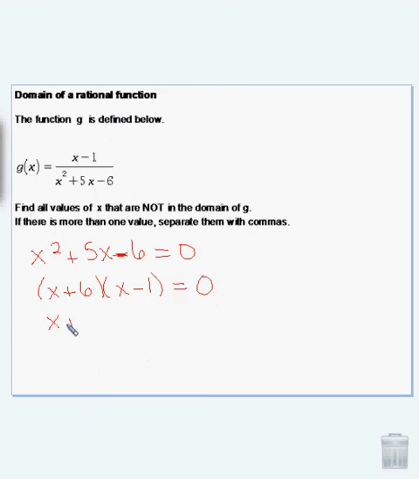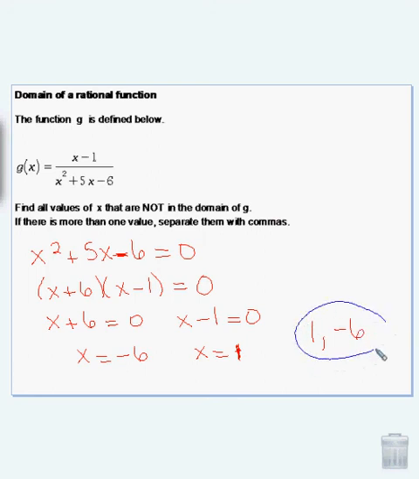I split this and set each factor individually equal to 0, which gives me x equals -6, x equals +1. Therefore, 1 and -6 are not members of my domain.